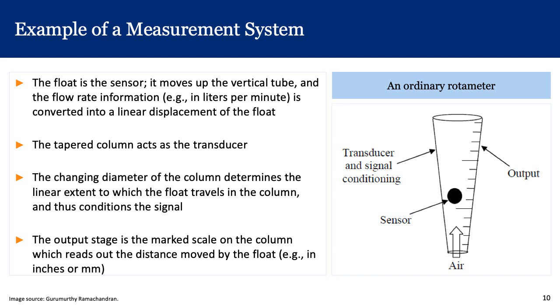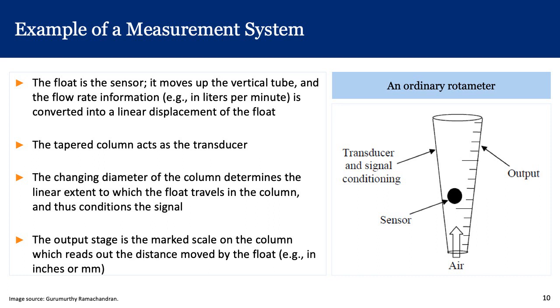And the force of air pushes the sensor, the ball, upward until it comes to a place where the downward weight of the sensor ball is matched by the upward force acted on it by the air. And we measure the distance that this sensor ball has traveled along the tapered tube. So in this example, the float is the sensor, so it moves up the vertical tube, and the flow rate information in liters per minute is converted into the displacement of the floating ball. You can see the markings in inches or centimeters on the side of this tapered cylinder.